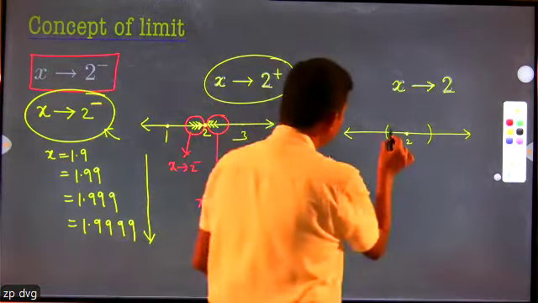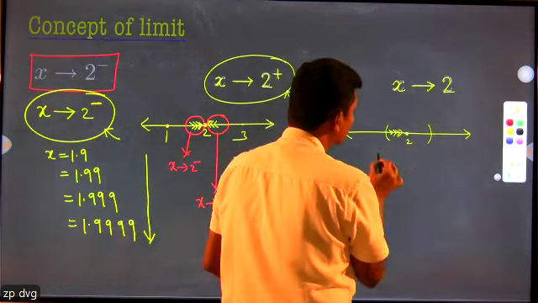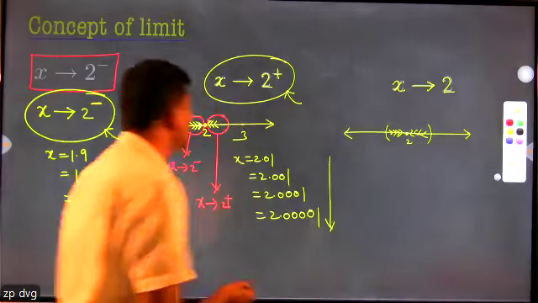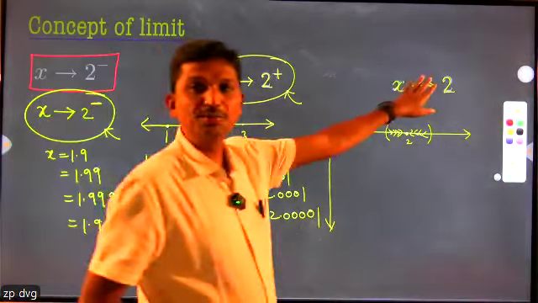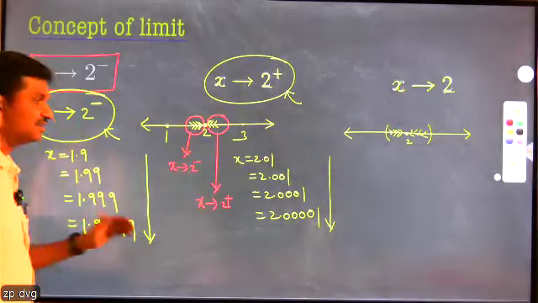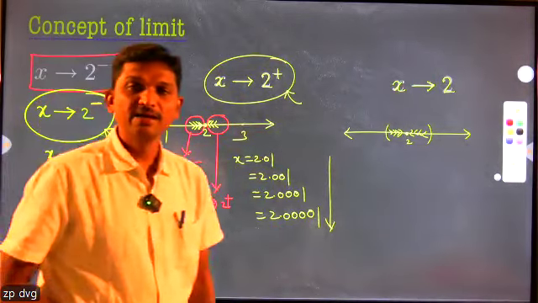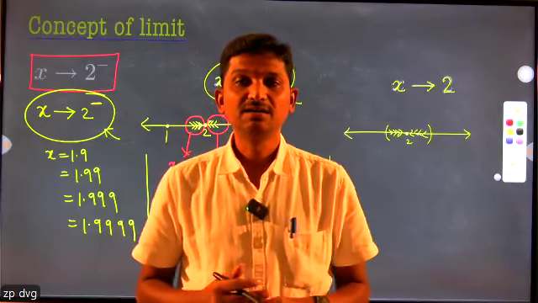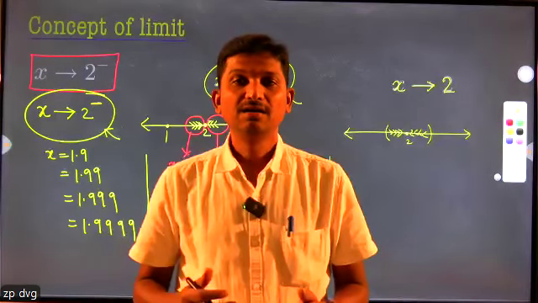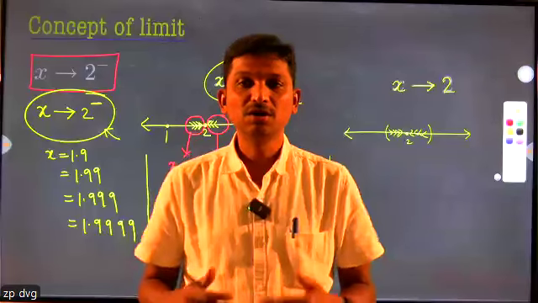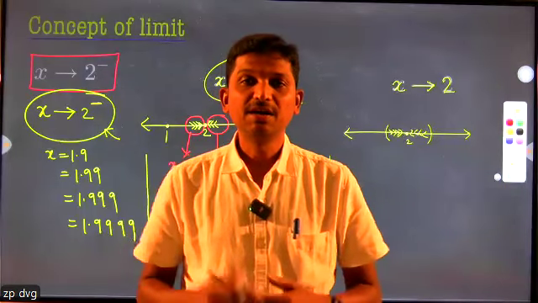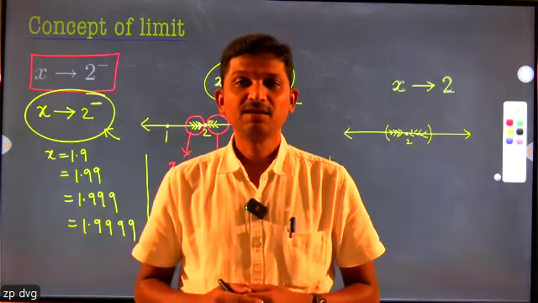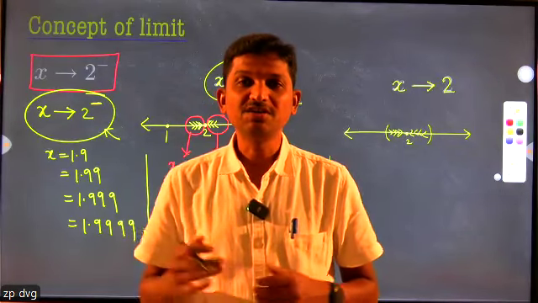That means x values can be like this, or x values can be like this, but x is not equal to 2. So, x approaches 2 means we can take x values like this, or we can take x values like this. It is just like an example. Suppose you are standing at a railway station, on the platform. An announcement came: the train is approaching the station.